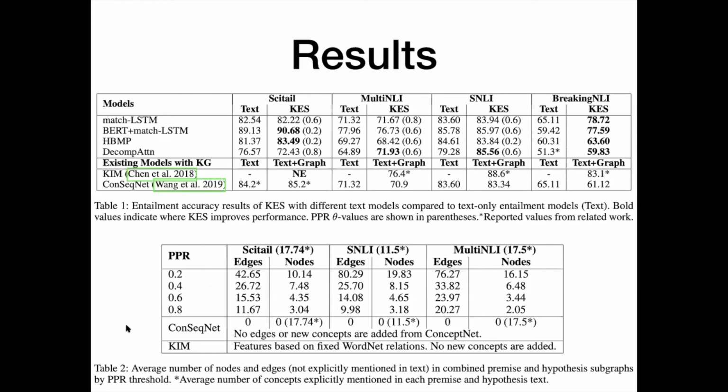On this second table here, we can see they provide the average number of nodes and edges which are added after the PPR filtering. And this is just to show that KES is actually going to access information that is not available if you simply look at the nodes given by the max substring matching. So it is actually extracting more information than what you can obtain from the max substring matching. So this is it. I hope everything was clear, and I'll see you all on Monday to discuss this paper.